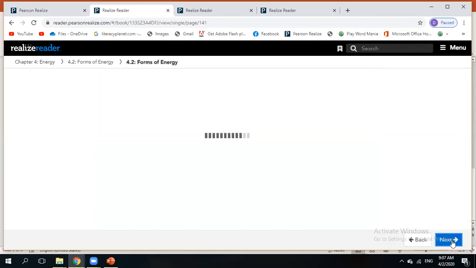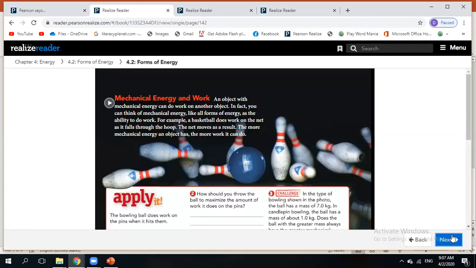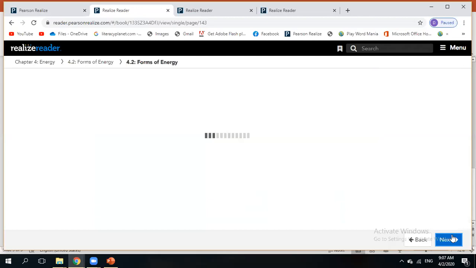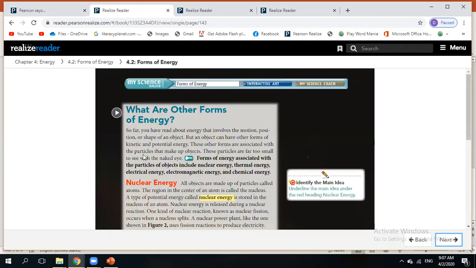Then we listed the other forms of energy, but this time we will talk about forms of energy that are associated with the particles that make up an object. What's the meaning of this? All objects are made of matter, and the smallest unit of matter is the particles called atoms. What about the forms of energy associated with the particles of objects? There are many forms of energy like nuclear energy, thermal energy, electrical energy, electromagnetic energy, and chemical energy.